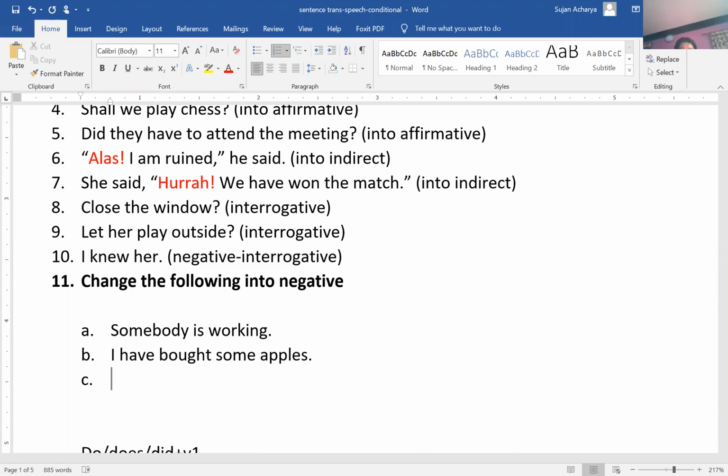Are you copying the questions? No need to, just write down the answers, okay? Okay, sir. All these questions that I'm typing are very, very important.